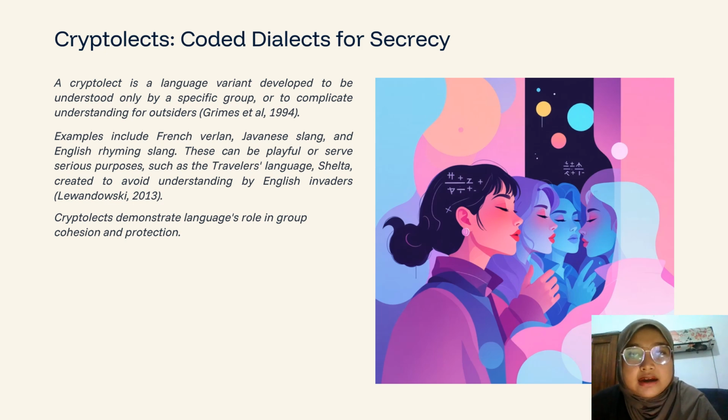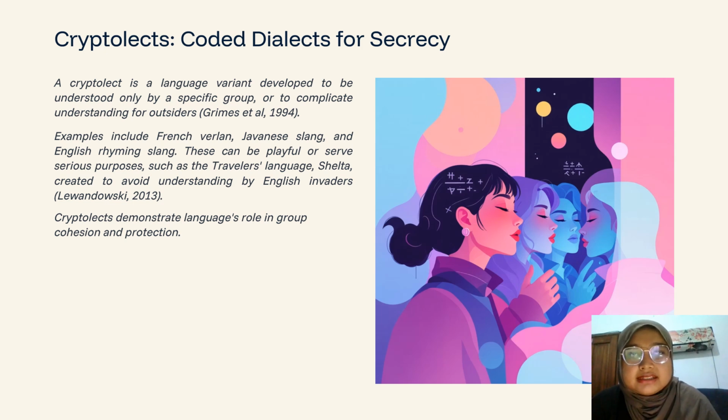French verlan, a form of French slang where syllables are inverted, like verlan itself is from inverse, and backward. Javanese slang, various forms of slang and coded language used within Javanese communities. And the other example is English rhyming slang, a form of wordplay in English where a word is replaced by a rhyming phrase and then the rhyming part is often dropped, like apples and pears for stairs, shortened to apples.